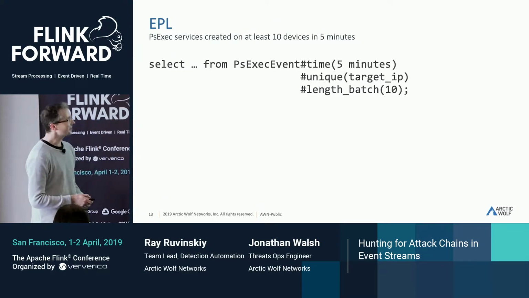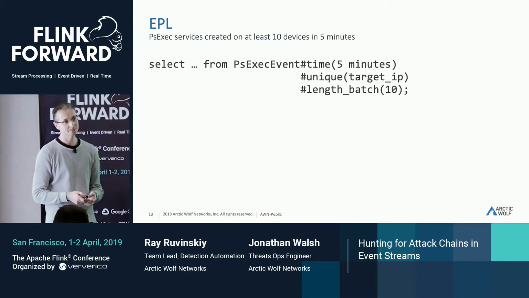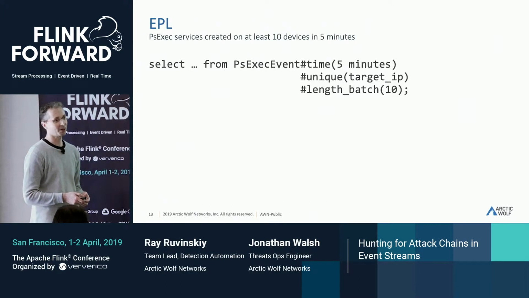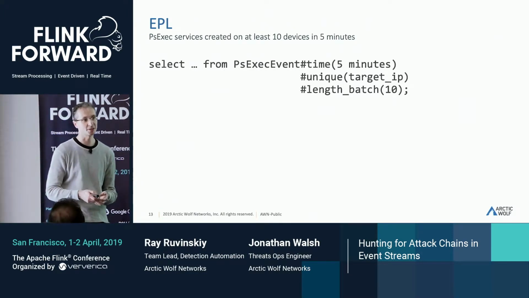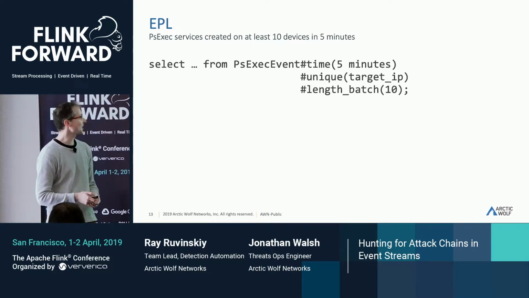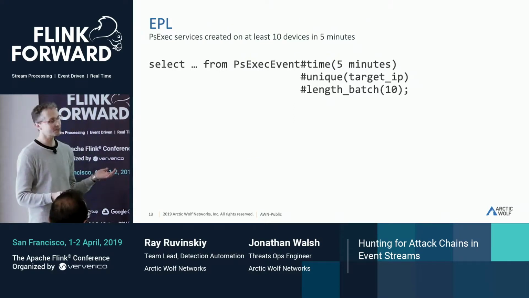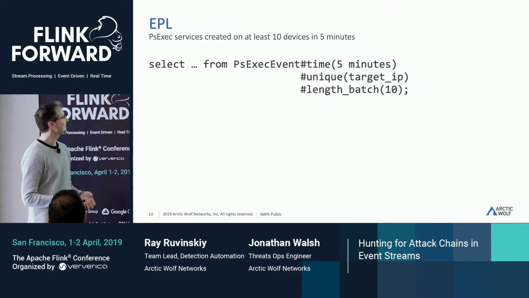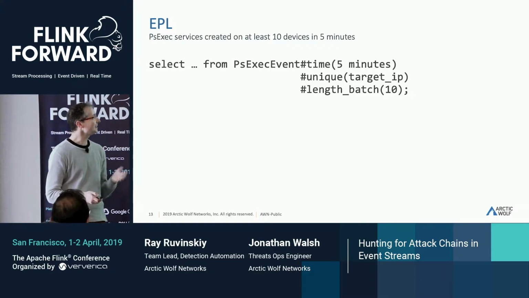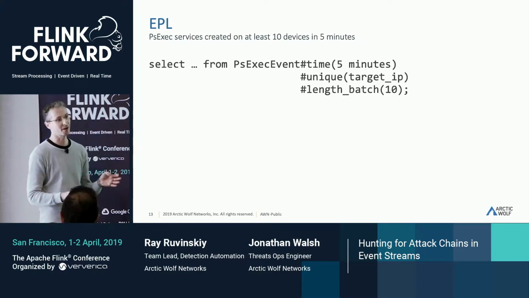Previously, Jonathan was talking about being able to detect the spread of ransomware. And he was saying that ransomware can spread horizontally. So we want to be able to detect PsExec services. A PsExec service, when it gets created, lets you execute arbitrary PowerShell code, for instance, on a Windows device. We want to be able to detect PsExec services being created on at least 10 distinct devices in a time frame of 5 minutes.